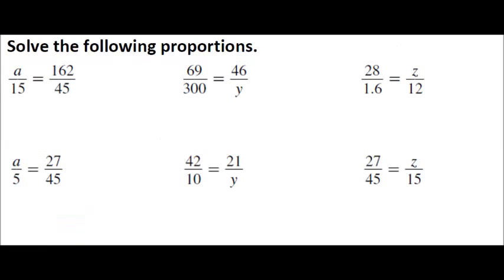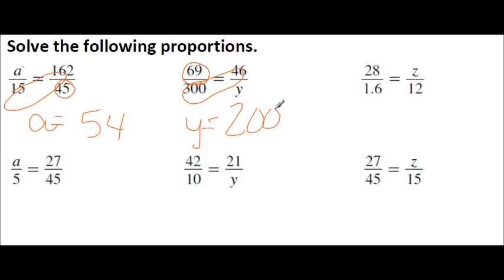Alright, solving proportions, I chose to do cross multiplication. It was super easy to punch in the calculator. So you can see the two numbers I grouped together are the ones that we multiply. 15 times 162. Then for each one of these, I divided by the number that's circled by itself. So 300 times 46 divided by 69. Once again, I multiply those two numbers and divide by 1.6.